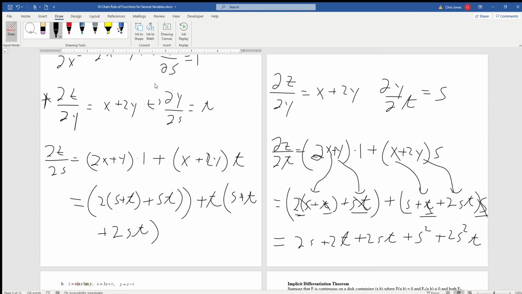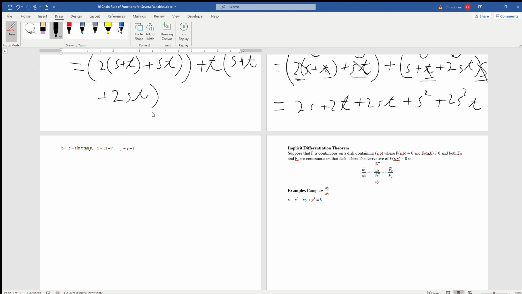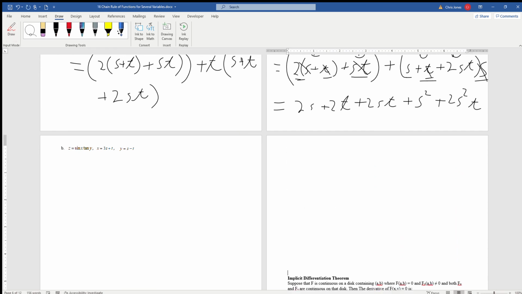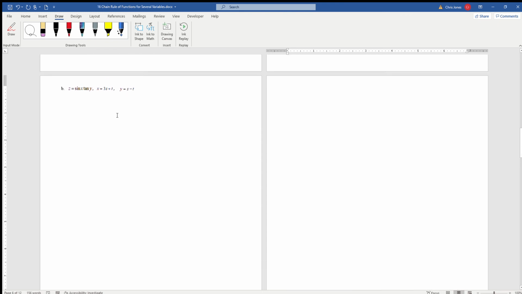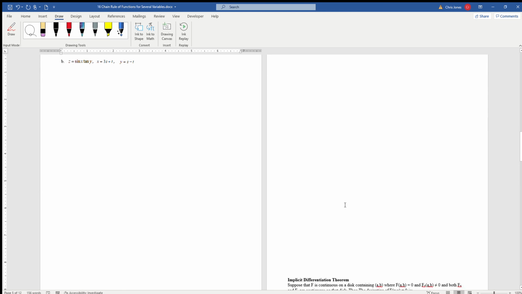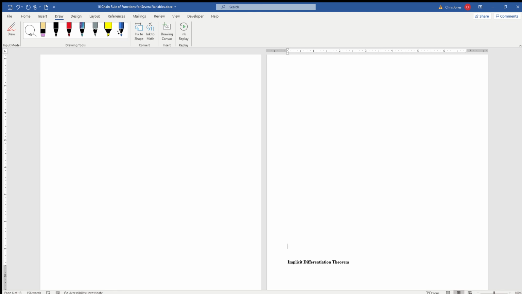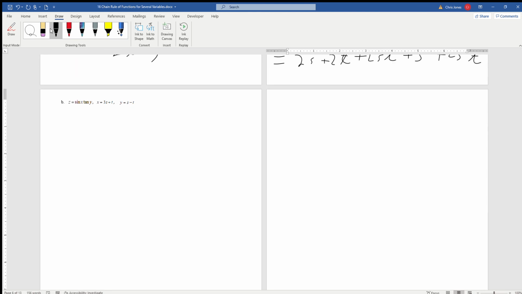All right, now, just one second example, just to make sure that we see two of these to reinforce. Now we have sine x tan y as our z, and we have the parameterization x equals 3s plus t, y equals s minus t. All right, so just like we did before, let's start by finding partial z partial x, and that's going to be cos x tan y.